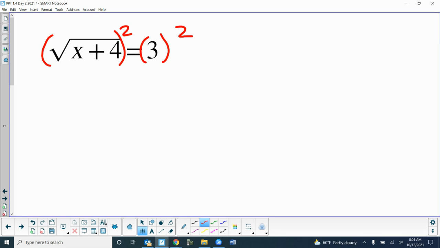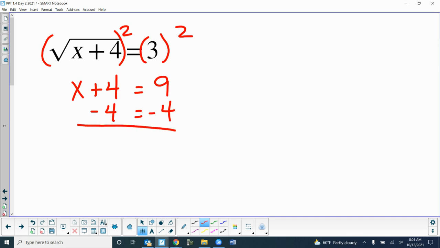Yeah, the x plus 4. The square root and the square just cancel each other out. And then 3 squared is 9. And then just solve for x. So once you get rid of the square root, it's usually pretty easy. Now, just like we did last night, we should check our answer.